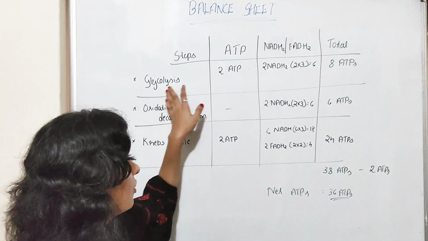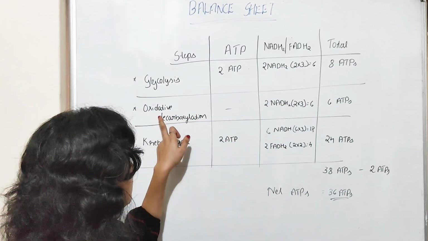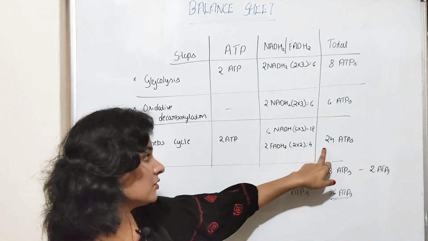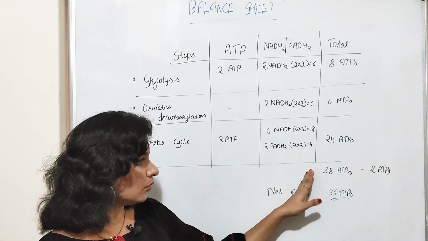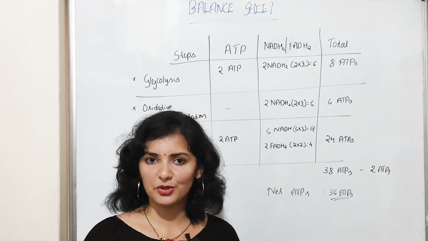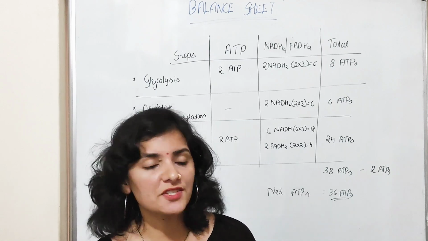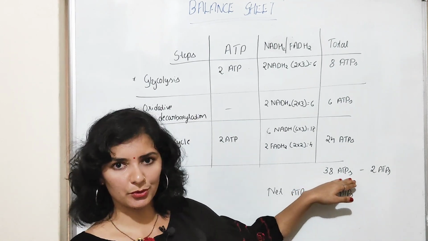So from glycolysis 8 ATPs, oxidative decarboxylation can produce 6 ATP, and the Krebs cycle can produce 24 ATPs. So a total of 38 ATPs are produced during aerobic respiration, or when one glucose molecule gets oxidized, 38 ATPs are produced.